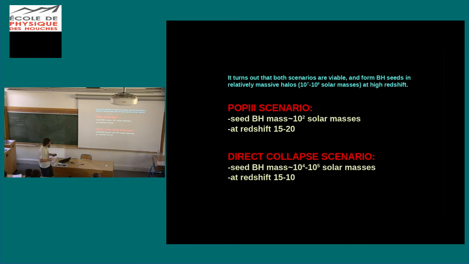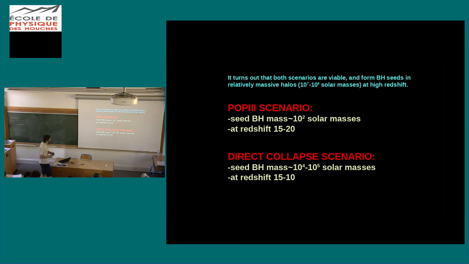Let's say you can form hundreds or thousands of solar mass black holes at redshift 20 via this POP3 scenario. These very massive stars I described at the beginning are called population 3 stars, or POP3 stars, and are the first population of stars formed in the universe. They are essentially metal-free. There's a bit of confusion there, because the first population is called POP3, whereas the last is POP1, like the sun is a POP1 star.